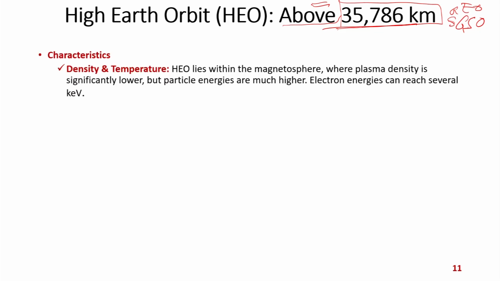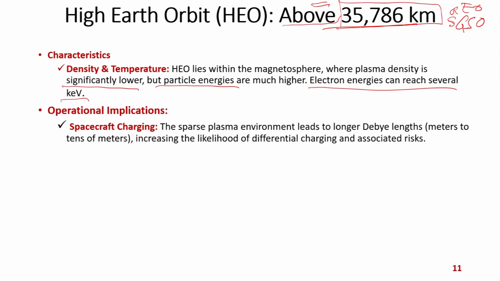So, what are the characteristics? It lies within the magnetosphere where the plasma density is significantly lower, but the particle energies are much higher. It can have several kilo electron volts, especially during a magnetic storm. What are the operational implications? Here again, spacecraft charging, especially differential spacecraft charging, can happen in the high Earth orbit, especially during a geomagnetic storm.